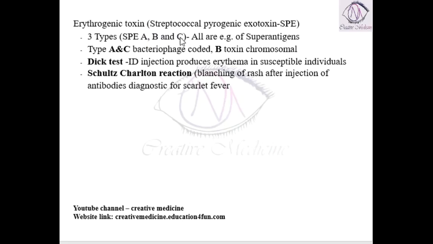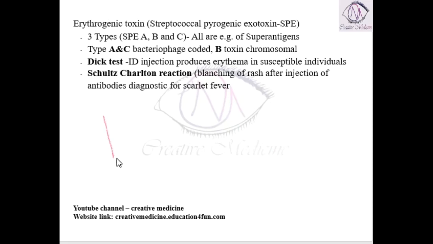Among these three, A, B, C, A and C are bacteriophage coded, whereas B is chromosomal. So A and C are bacteriophage coded, whereas B is chromosomal. This erythrogenic toxin can be identified by the Dick test.